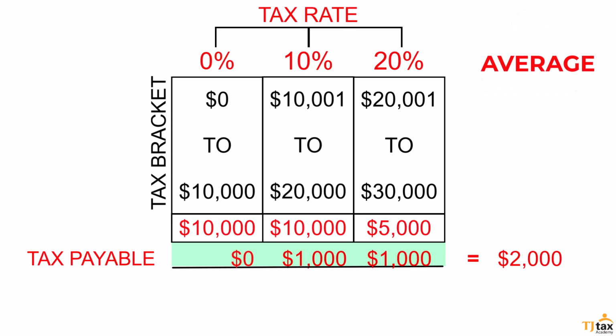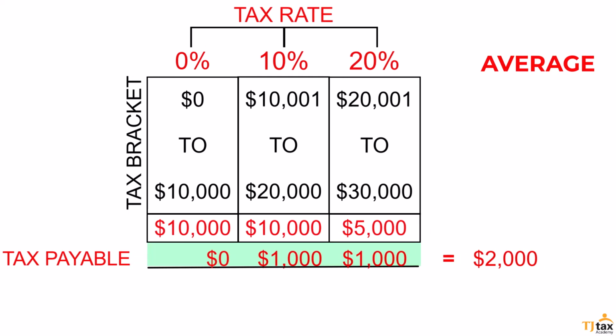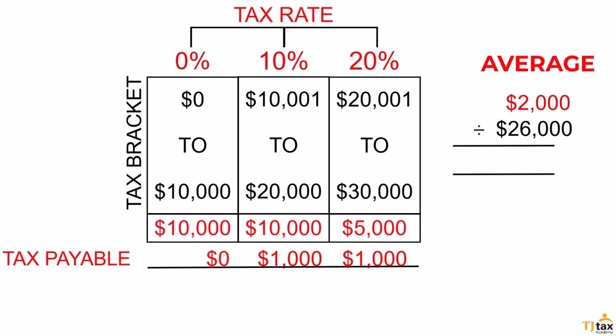Let's look now at what average tax rate is. Average tax rate is the overall average rate at which your income is taxed. This is calculated by taking your total tax liability minus any eligible refundable credits divided by your total income. The average tax rate takes into account all the different rates applied to different portions of your income across multiple tax brackets. If we look at the example we just did, it will mean that the average tax rate would be $2,000 divided by your total income of $26,000, which equals 7.7%.